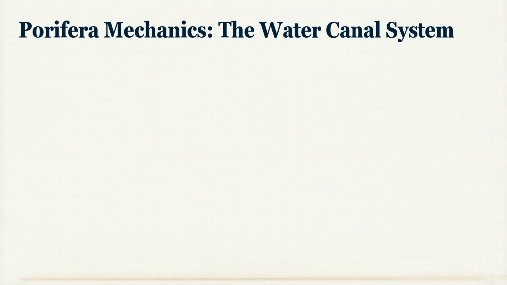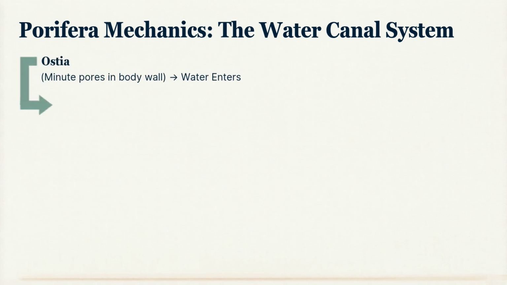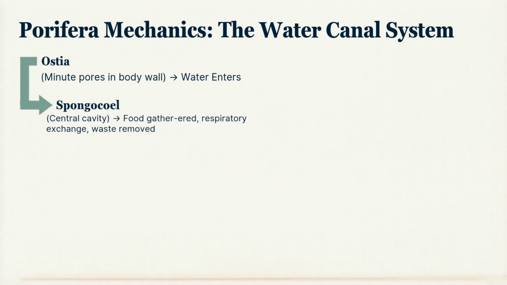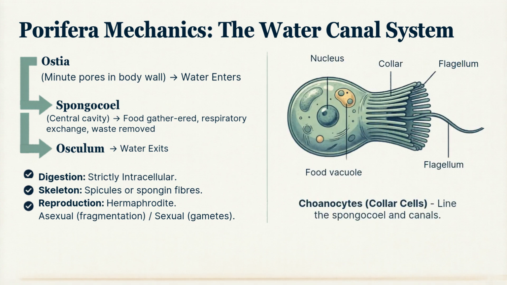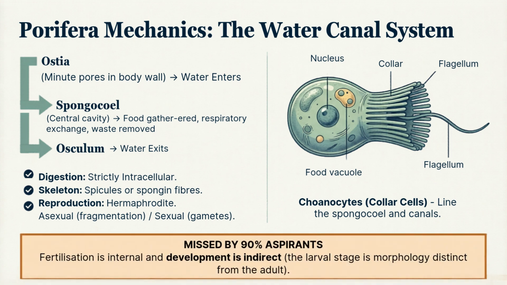The real working system of sponges is the water canal system. Water enters through ostia, moves into the spongocoel, and exits through the osculum. Along the way, food is captured, gas exchange happens, and waste is removed. The key cells here are choanocytes, collar cells with flagella that drive water movement. Two details that students often miss: digestion is strictly intracellular, fertilization is internal, and development is indirect.